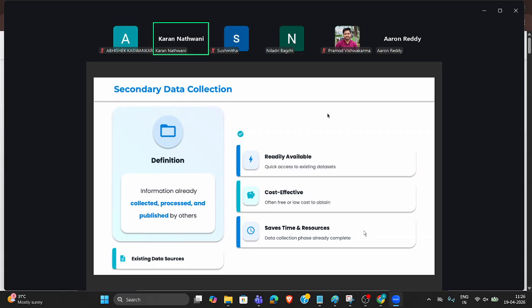Information already collected, processed, and published by others comes in the category of secondary data collection. It means there is some existing data resource which is readily available. Maybe some analysis has already been done. It will obviously save your time, since the data collection has already been done. You just have to see some other aspect of it, maybe from a different angle, which might not have been seen in the original source.